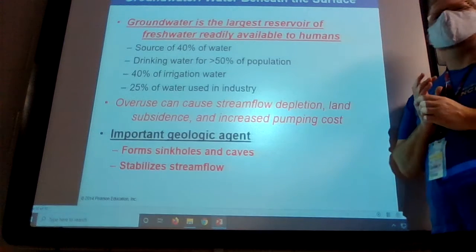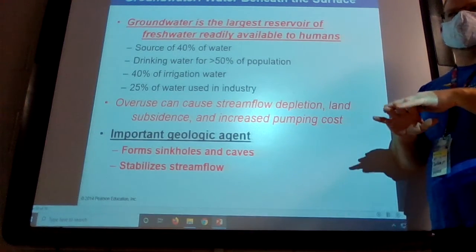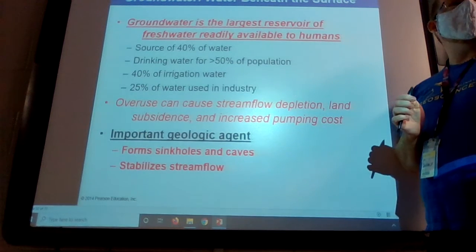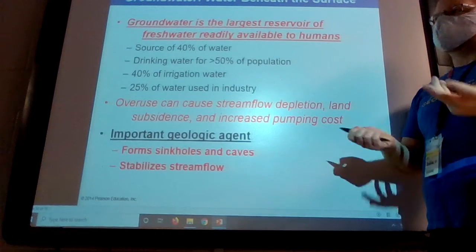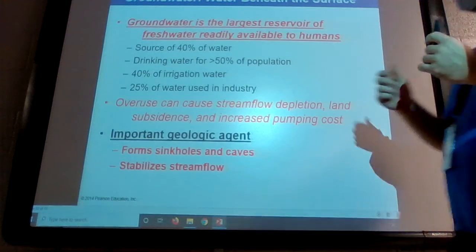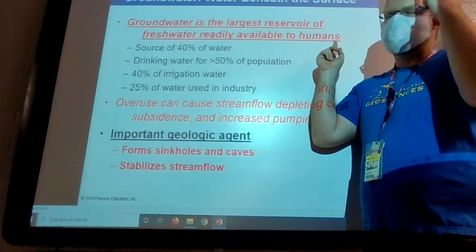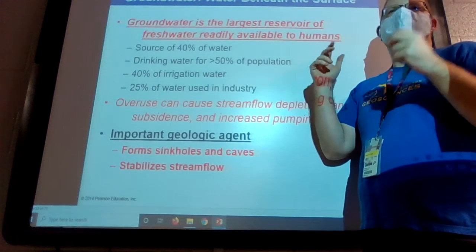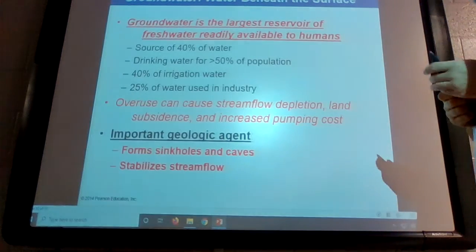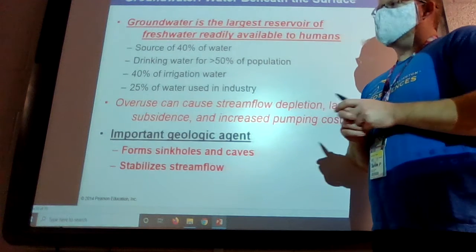When we say groundwater, we mean water that has infiltrated into the ground and is now underneath the surface. So whether it's in a cave, an underground aquifer, or just soaked into the soil, that's the type of groundwater that we're talking about. Groundwater is the largest reservoir of fresh water readily available to humans. So there is more groundwater underground than there is in lakes and rivers and streams. We do have to do a little bit of work to get to it, though, so it's not always easily available to us.